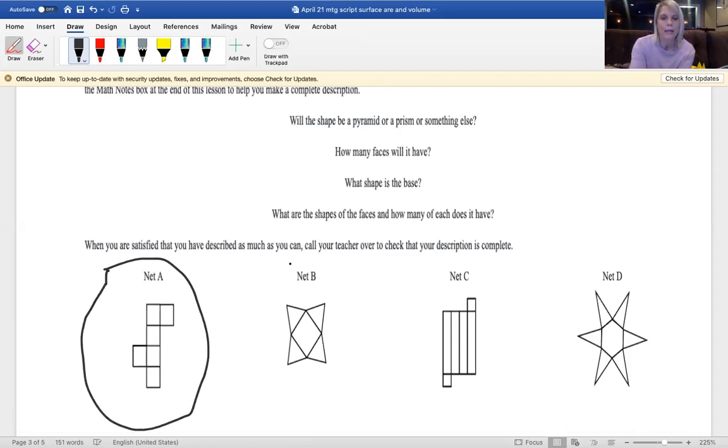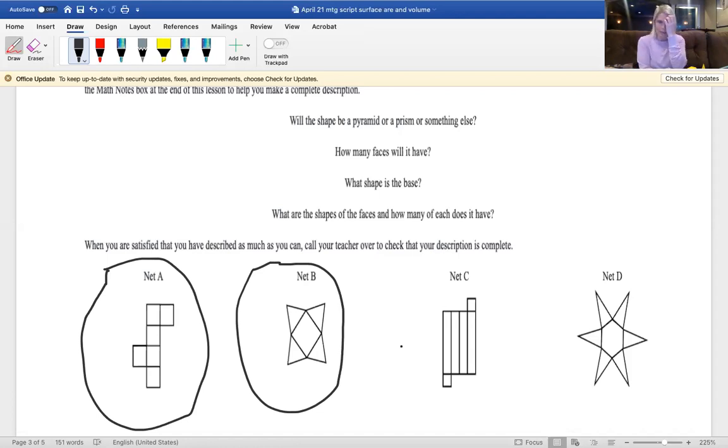How about net B? Type in what you think you'd call net B. Now it's a little stretched out, and I'll give you a clue. Well, I don't want to give you too much of a clue. I'll show you the shape it makes after it's done. It's a little bit stretched out. Think about 2 names, a blank blank.